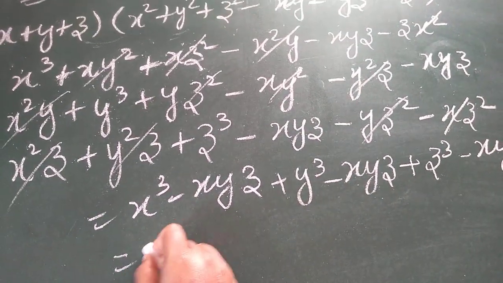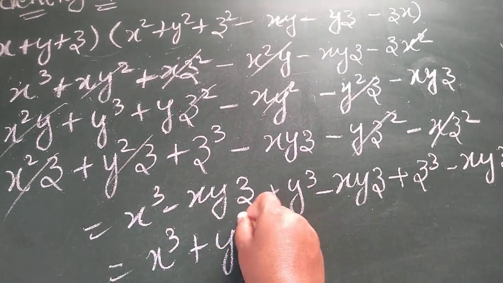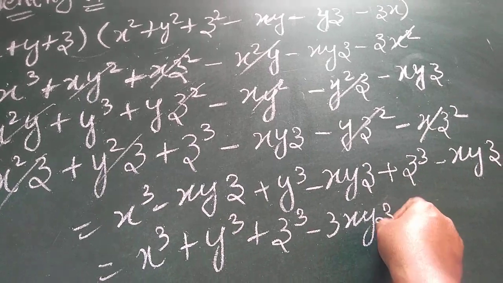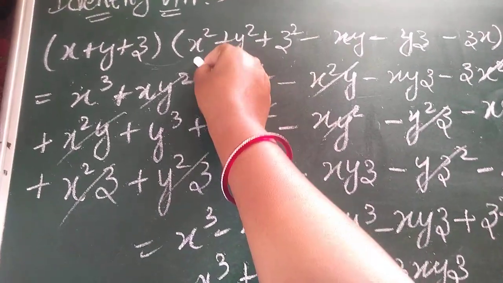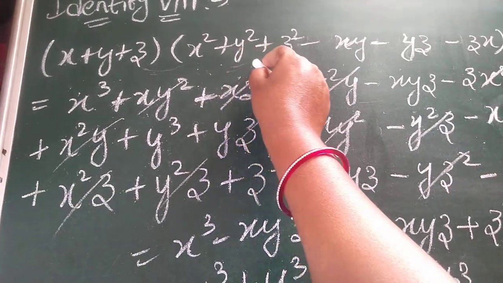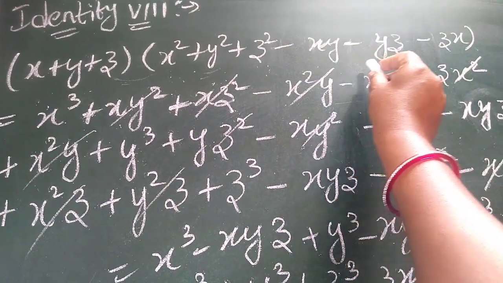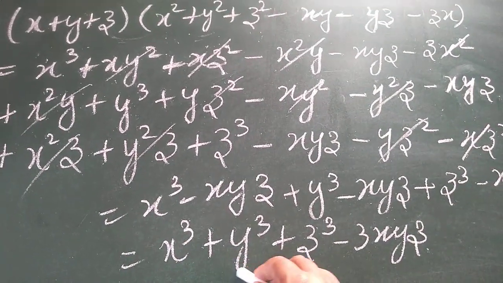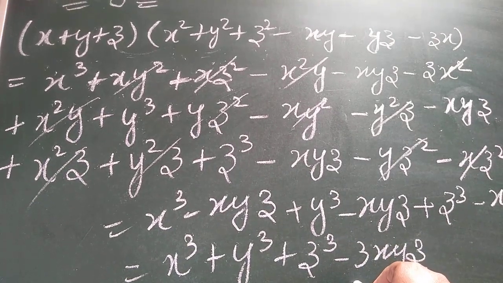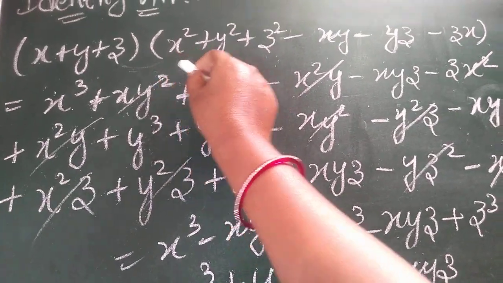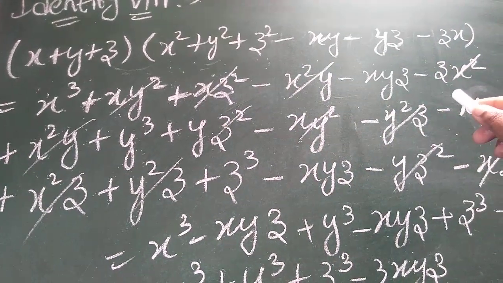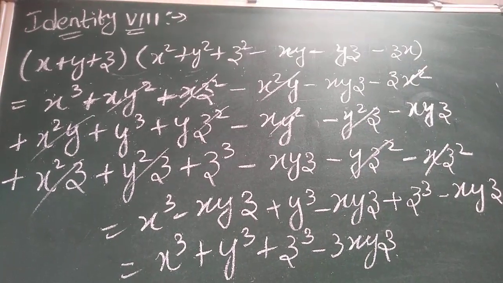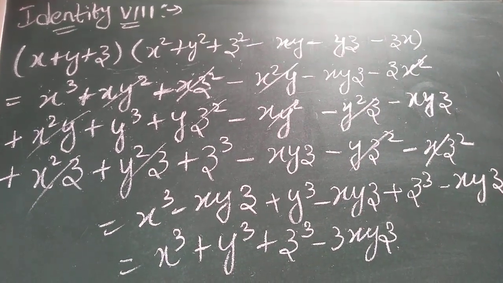So coming to the conclusion, x cube plus y cube plus z cube minus 3xyz is the solution for the identity x plus y plus z into x square plus y square plus z square minus xy minus yz minus zx. Or else in a reverse way, if there is a question x cube plus y cube plus z cube minus 3xyz, you can answer x plus y plus z into x square plus y square plus z square minus xy minus yz minus zx. So this is your identity number 8, children. Kindly take a screenshot and copy in notes.